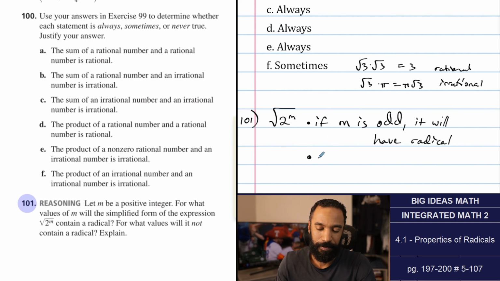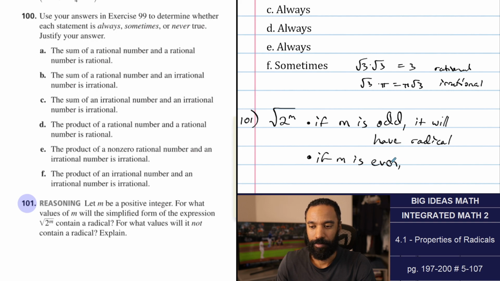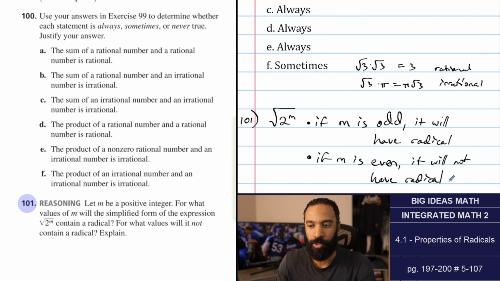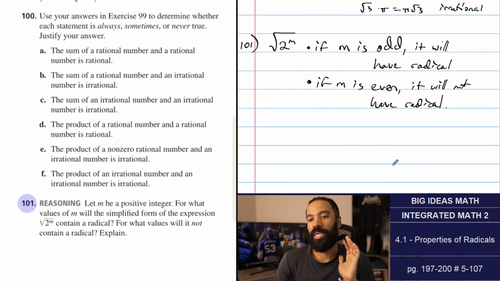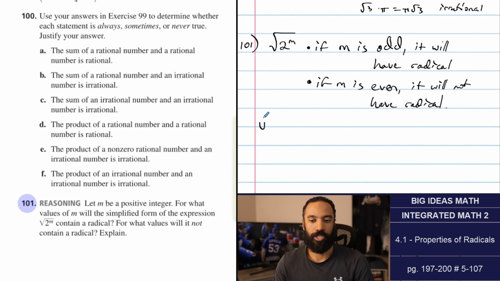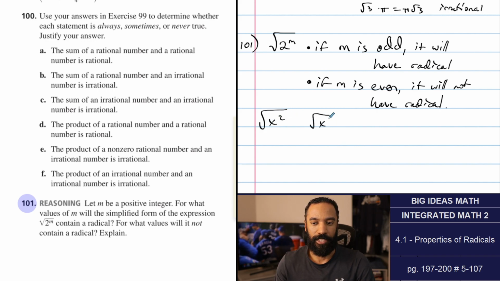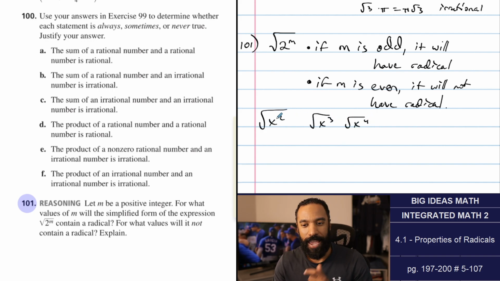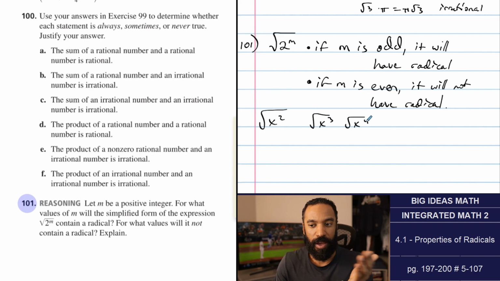If m is even, it will not have a radical. They keep saying explain. My explanation is going to be a little bit easier than what I was just saying as examples. I was telling you what 2 to the 5th is and stuff like that. Think of it like a variable. Think of it like the square root of x squared, the square root of x cubed, the square root of x to the 4th. You're dividing your exponent by 2. 3 divided by 2, 4 divided by 2, 2 divided by 2. If it can divide by 2, then everything comes out with the base.